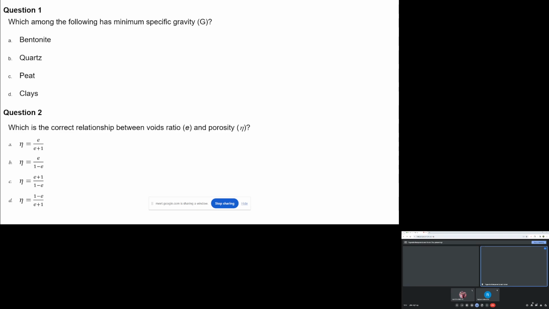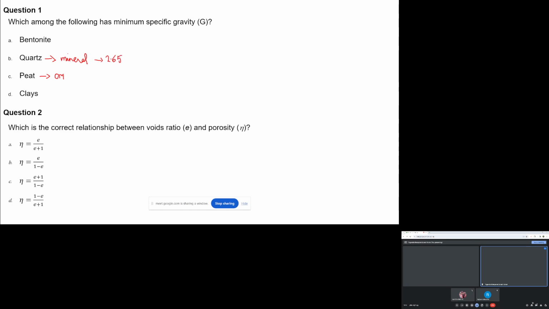Okay, so let me clarify this. It should be noted that generally organic matter will have a lesser specific gravity compared to others, because quartz is a mineral. Clays also consist of minerals. Bentonite is a mineral, but peat is an organic matter. So generally we find that organic matter has lesser specific gravity than other minerals. For quartz, usually the specific gravity will be 2.65.